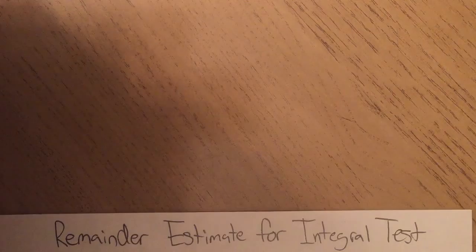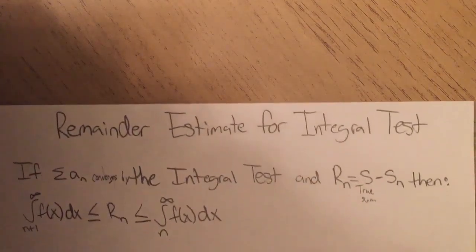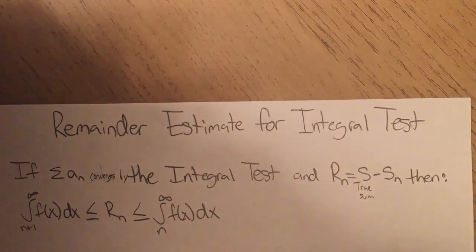Now that we know how to use the integral test, we can find the remainder estimate from the integral test. This is what you need to know. If the summation of a sub n converges by the integral test, and r sub n, which is our remainder, is equal to the true sum minus the sum up to some number n, then our remainder is going to be greater than the integral of f of x from n plus 1 to infinity, and less than the integral of f of x from n to infinity.